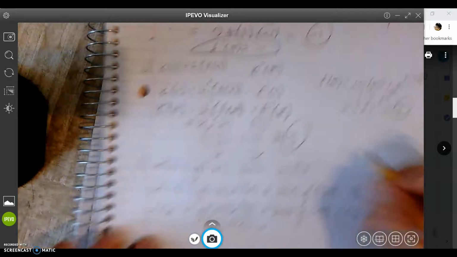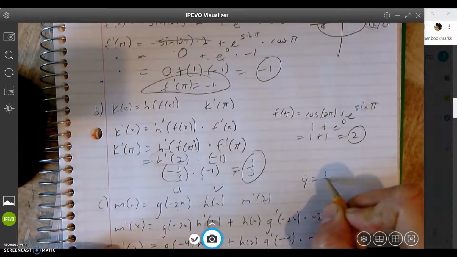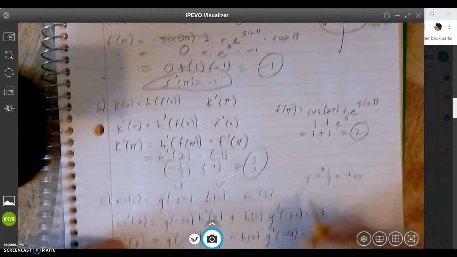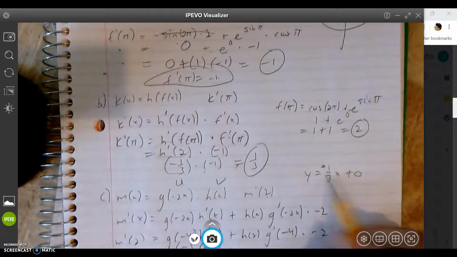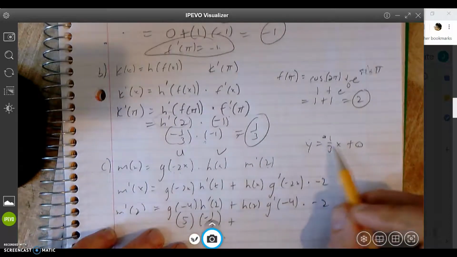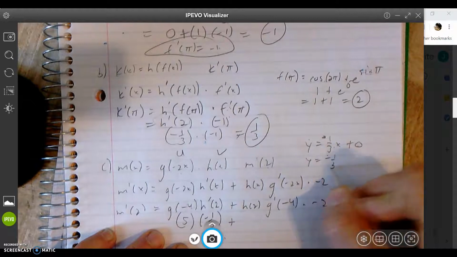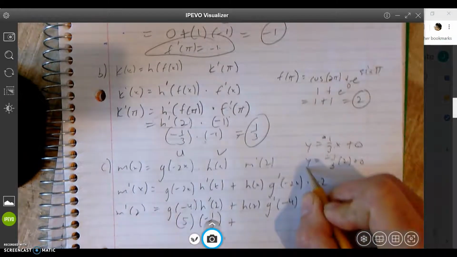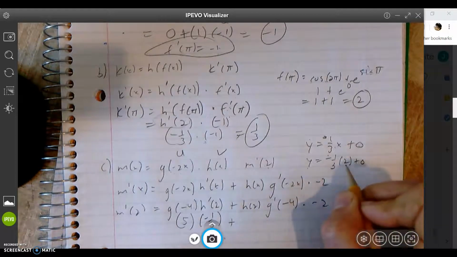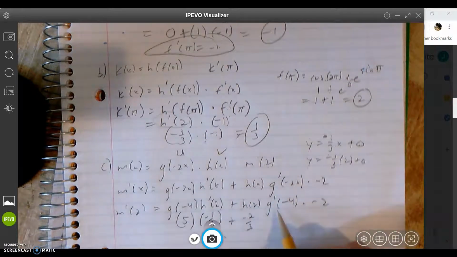So I know that the line there is y equals -1/3 x plus 0. How do I know that? Because the slope is -1/3 and the y-intercept is 0, because it intersects at 0. So now if I plug in 2 for the x, what is the y? That's what I want to know, the y value. So that's -2/3. All right.